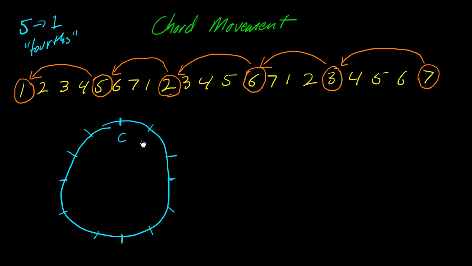It's C, G, D, A, E, B. Over here, the fourth is an F. Over here is a B flat. This one is an E flat, A flat, D flat, and G flat.